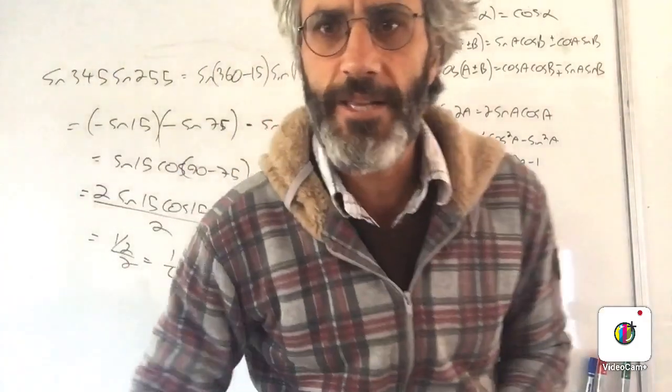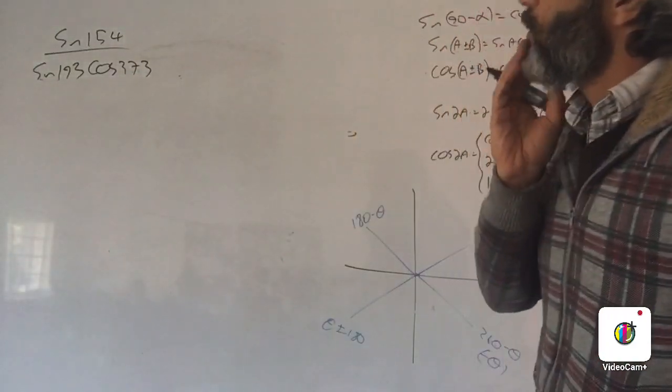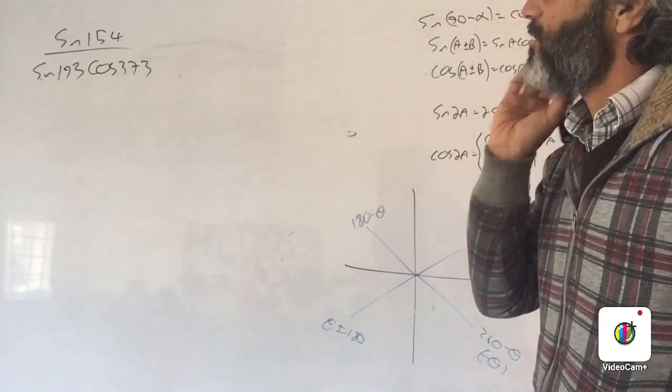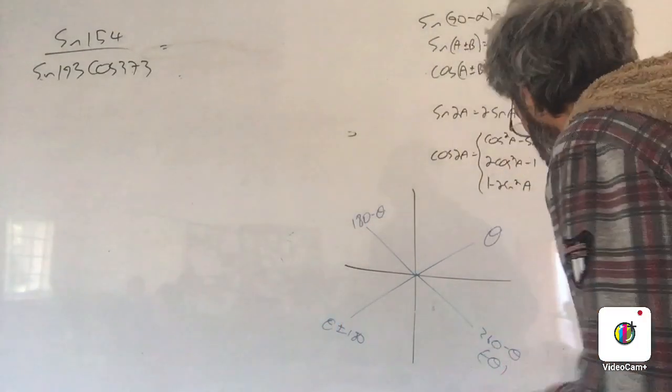Okay, I'll just leave it here for you guys to think about for a second. Okay, let's do one more. So sine 154, sine 193, cosine 373. I don't know if you want to write it. I'm actually going to write it for you. Okay?